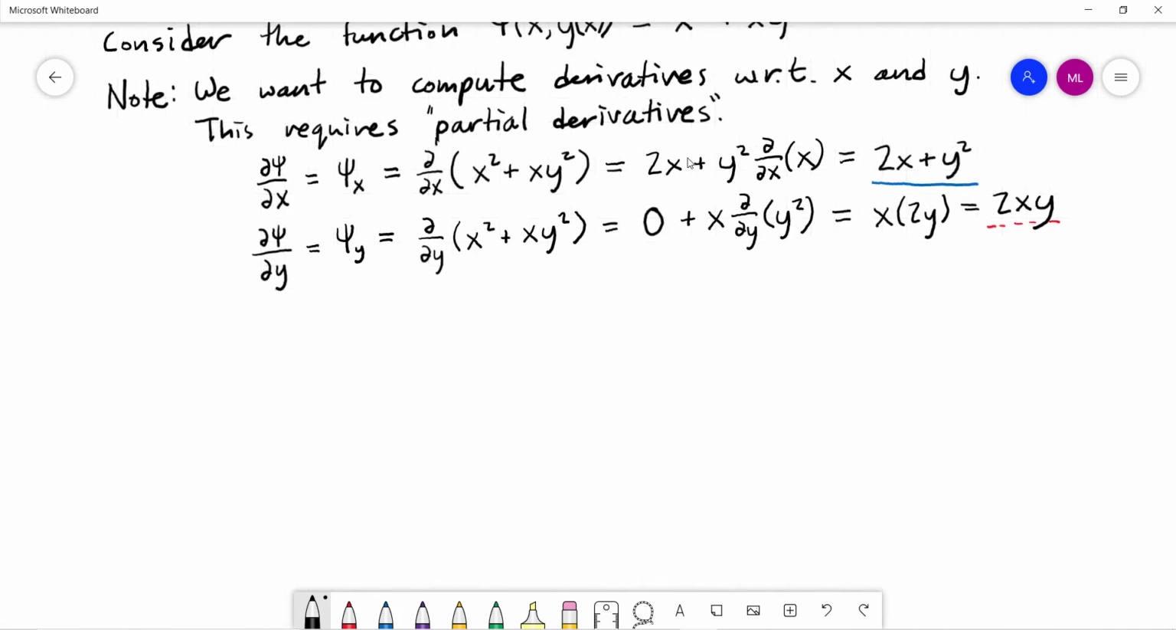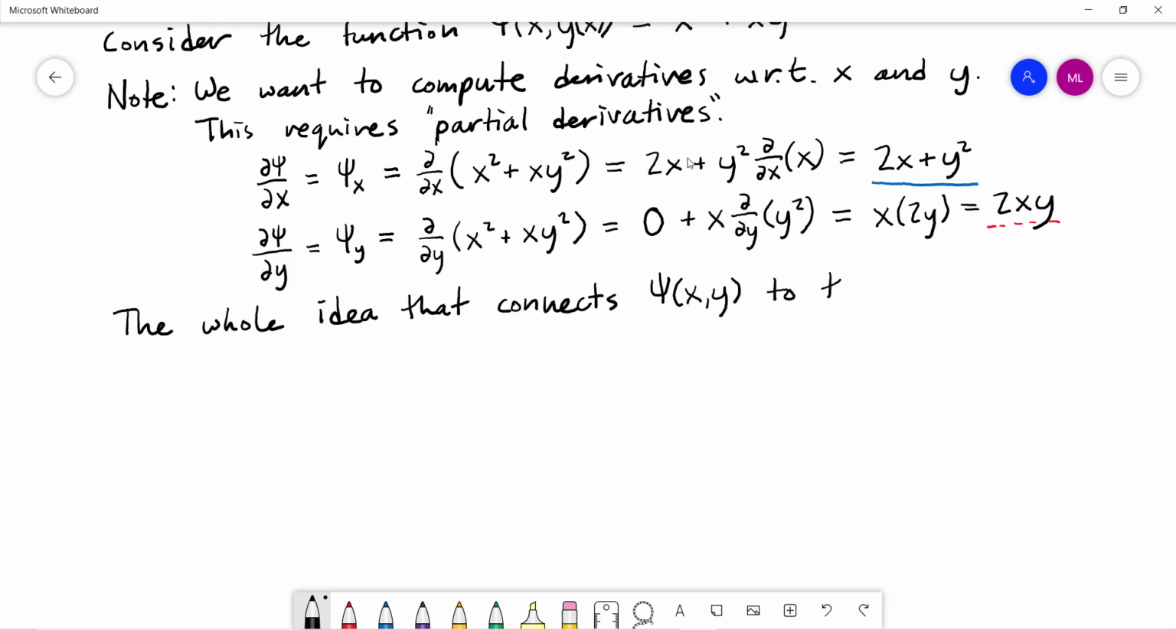So the whole idea that connects the function psi that we just defined, psi of x comma y, to the original ODE is implicit differentiation.